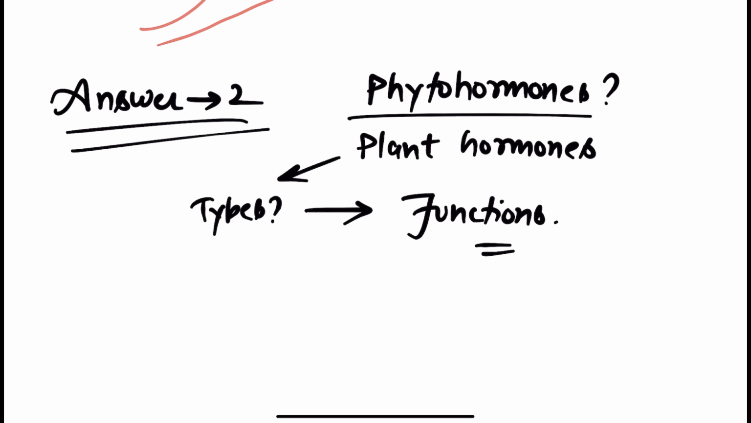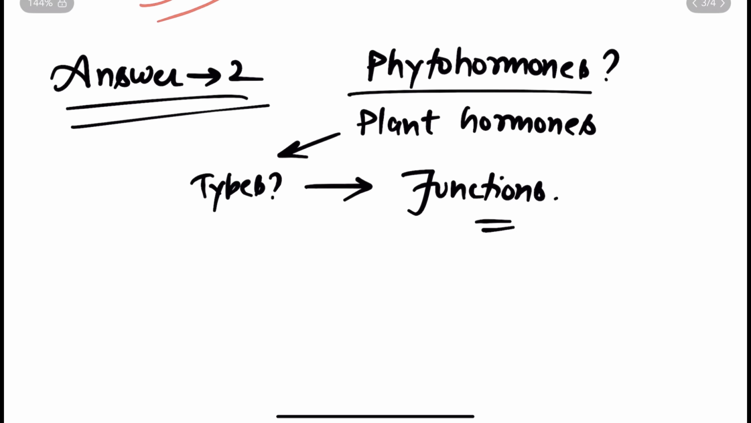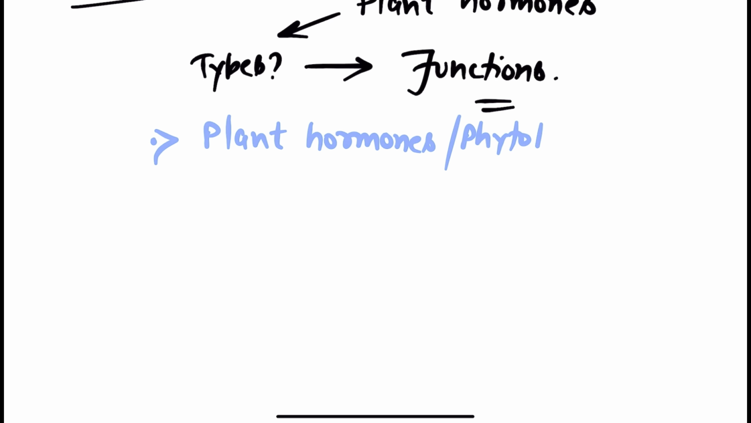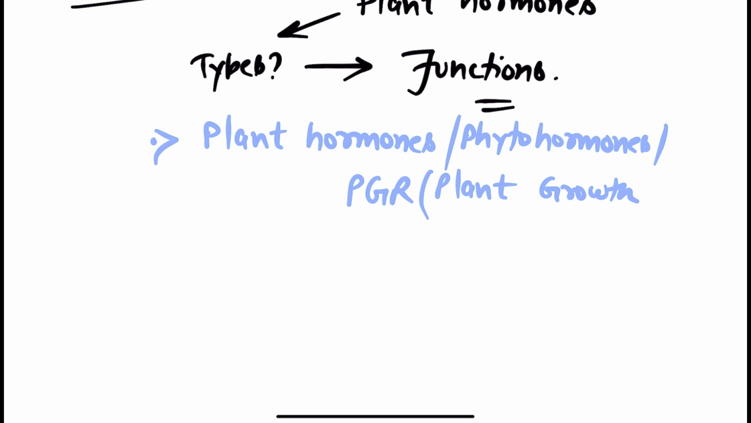So what exactly are plant hormones or phytohormones? These are certain chemicals. So what are plant hormones? Plant hormones, which are also known as phytohormones, are also known as PGR, which stands for plant growth regulators.